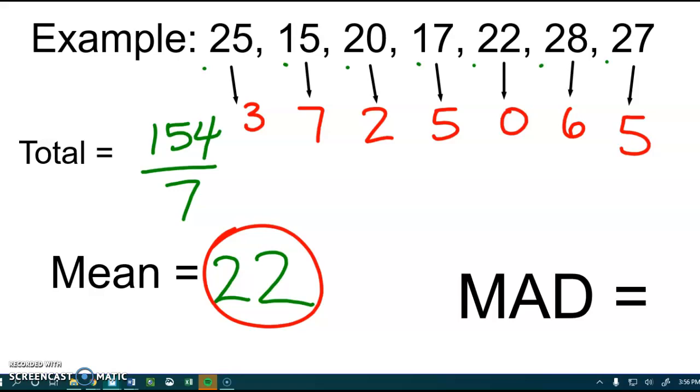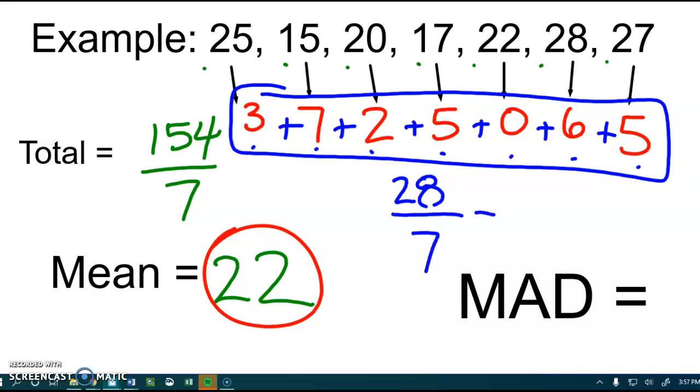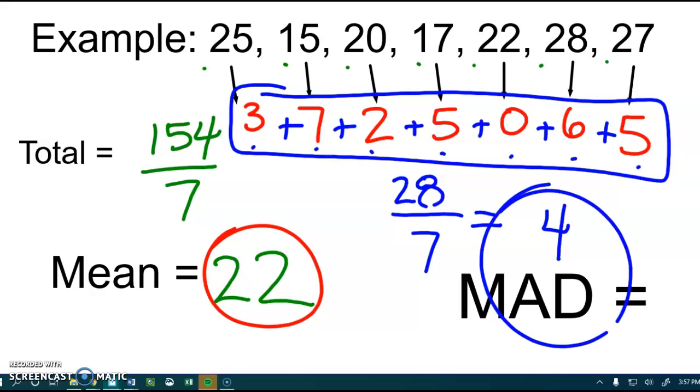Step 3 is to find the mean, or the average, of these numbers. So 3 plus 7 plus 2 plus 5 plus 0 plus 6 plus 5. I added those up and I got 28. And there are still 7 of them: 1, 2, 3, 4, 5, 6, 7. When I divide, I get 4. And that is my mean absolute deviation. So it's saying that on average, the numbers in my list are 4 away from the mean.